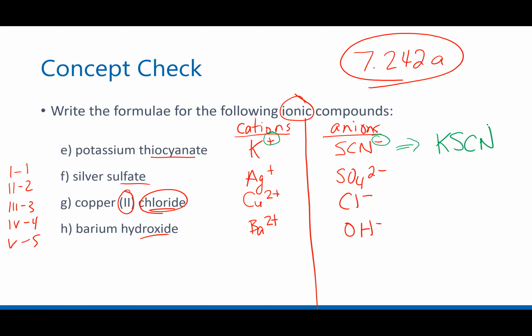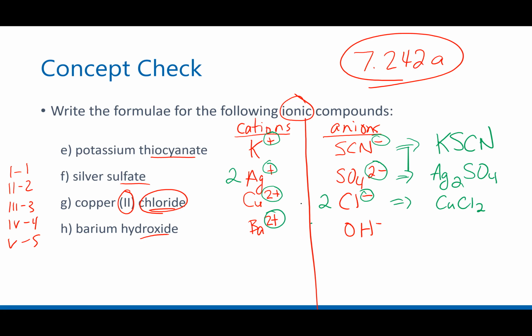All right, the next three get a little more complicated. I have 2- and 1+. So that means I'll need 2 positives to cancel that out. So I get Ag2SO4. All right, next one, I have 2 positive and 1 minus. So in this case, I'll need 2 chlorines to balance that. So CuCl2.